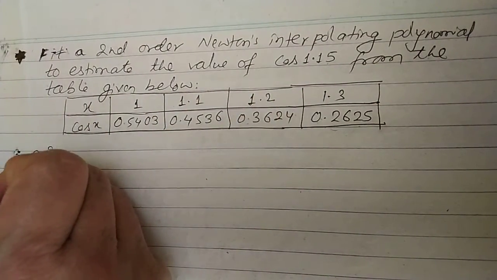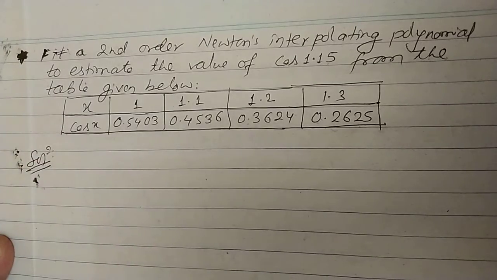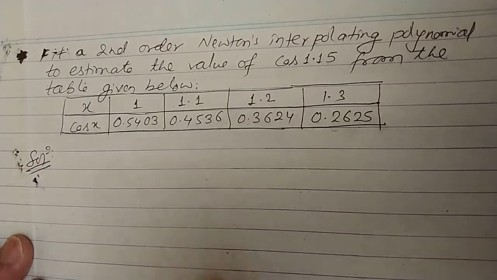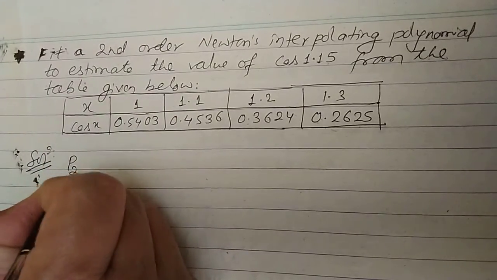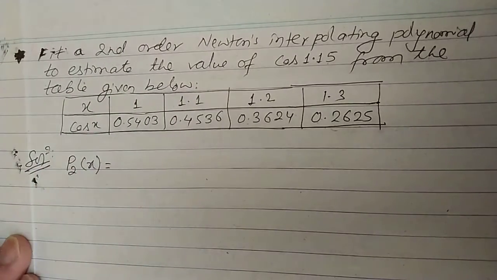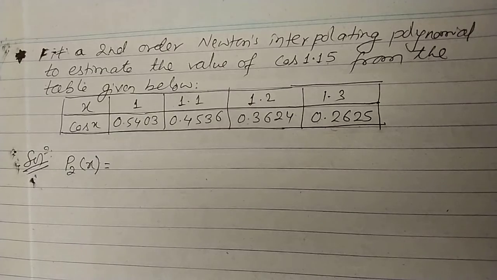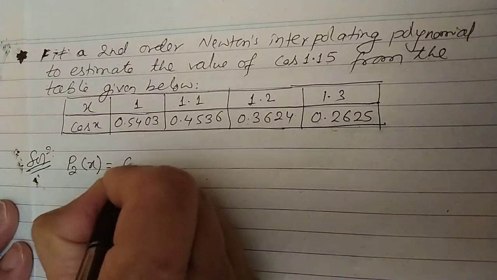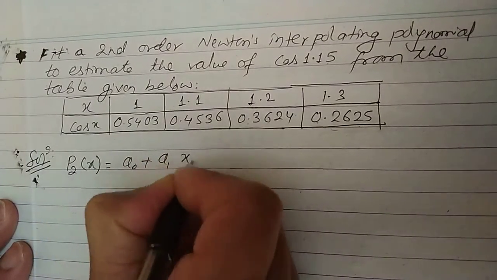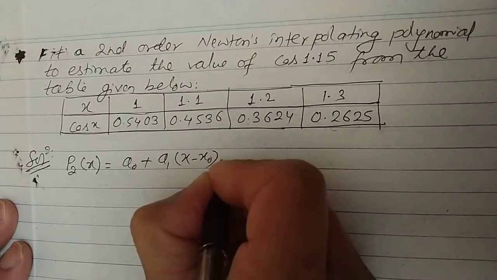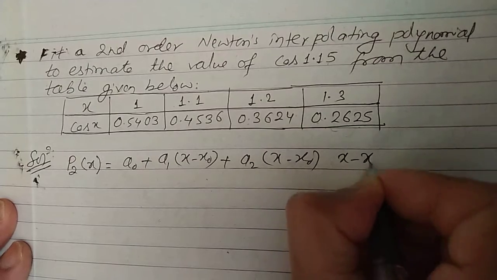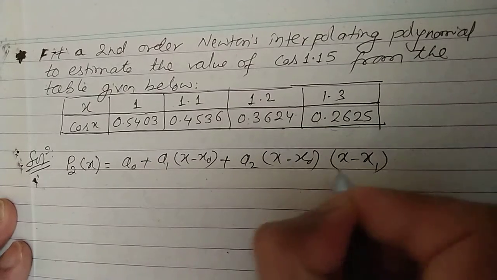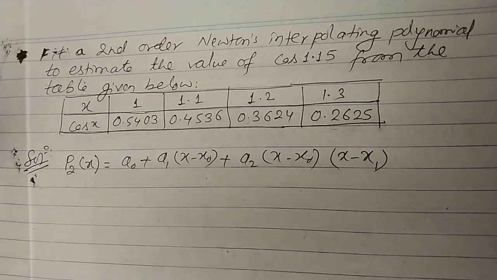Let's try to do the solution. So what you are given? Second order. Oh, second order हुने बित्तिकै हामी के लेख्छौं? We write p2x. p and x थियो, so p2x लेख्छौं. So p2x भनेको के हुने भयो हाम्रो? a0 plus a1 into x minus x0 plus a2 into x minus x0 x minus x1. We'll stop till here किनभने हामीले चाहिँ सेकेन्ड अर्डर पोलिनोमियल निकाल्नु पर्ने छ.